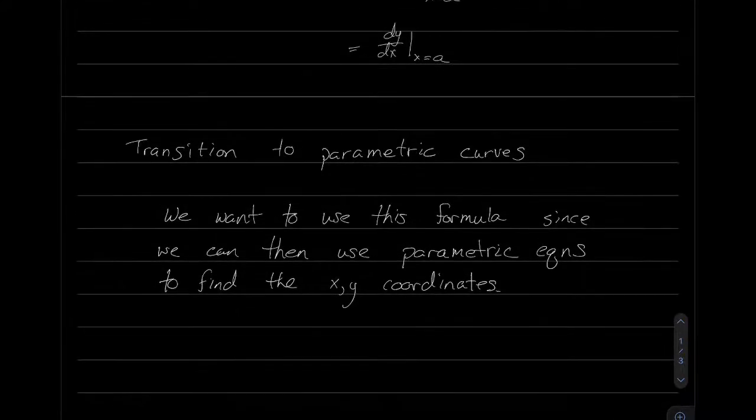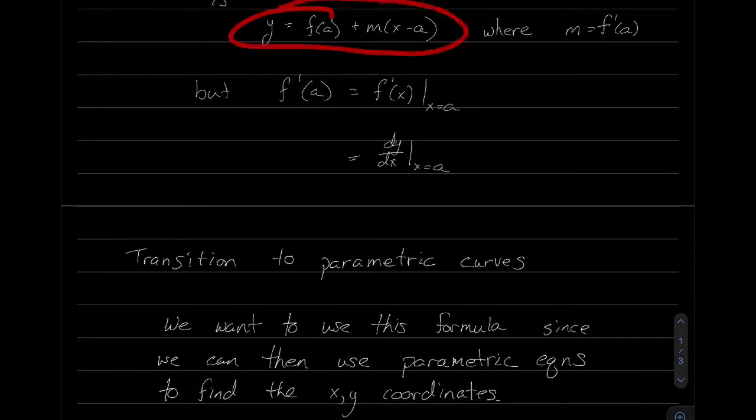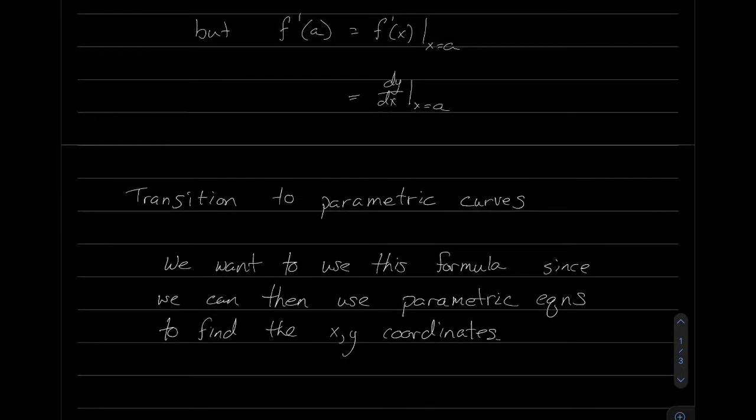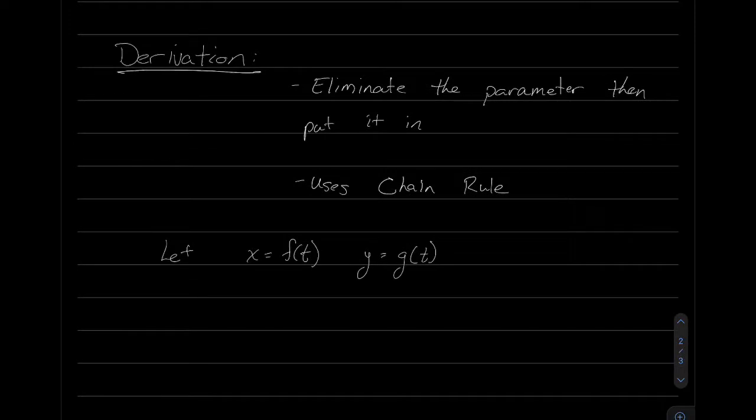Now, let's transition to parametric curves. So we want to use the formula, this guy up top here, since then we can use our parametric equations to find the x and y coordinates of the point. So let's talk about how to actually do that. For our derivation, we're going to eliminate the parameter and then put it right back in. And we're going to use the chain rule along the way to actually figure out what our derivative is.